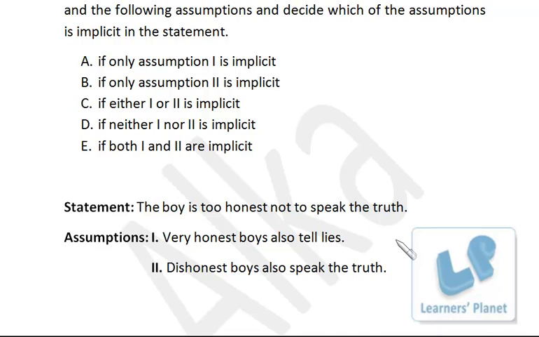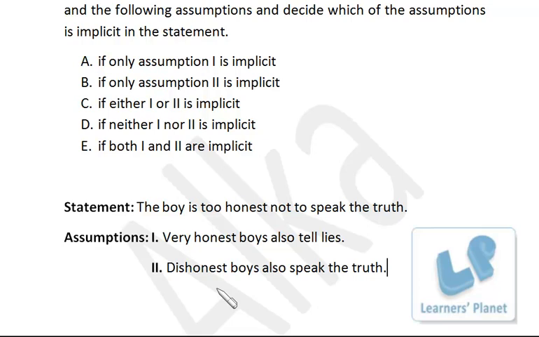Right. Now the first assumption which is given over here is: very honest boys also tell lies. See, we are talking about a particular boy over here. We are not giving a general idea about honest boys. Right. So this assumption is really not valid. And apart from that, very honest boys also tell lies. So that conclusion or that assumption cannot be made out of this statement, because this statement is talking about one particular person, the boy, as it is mentioned over here. So this assumption is not valid, or we can say this is not implicit.